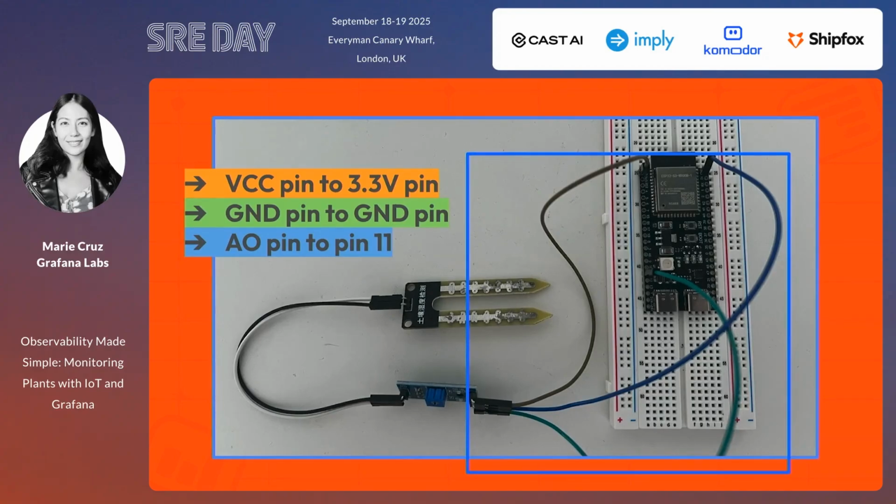Just to explain these concepts to her, I said that VCC is basically the power supply. So it's where electricity comes from. It's like the plus side of the battery. And then the 3.3 volts pin, that's the power output on the ESP board. And then the ground pin is like the minus side of the battery. So this is where the electricity goes back. And then because we're going to use analog output instead of digital output, we could just connect it to different pin numbers. In this case, we just use pin number 11.